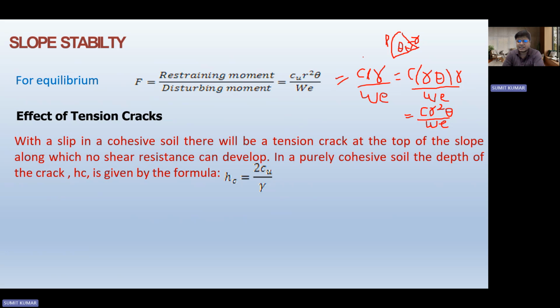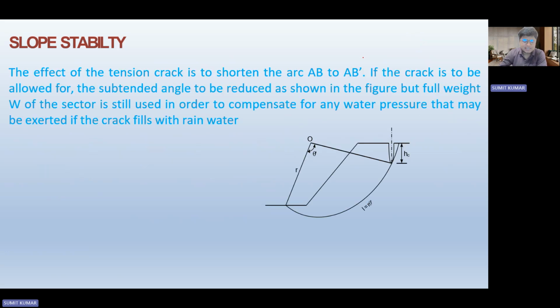Furthermore, over here it is mentioned that there is the effect of tension crack. With a slip in a cohesive soil, there will be a tension crack at the top of the slope, along which no shear resistance can be developed. In purely cohesive soil, the depth of the crack Zc is given by the formula Zc equal to 2C by gamma, if you remember. The similar thing we have read in the retaining wall concept as well. Over there we had a detailed discussion about the tension crack.